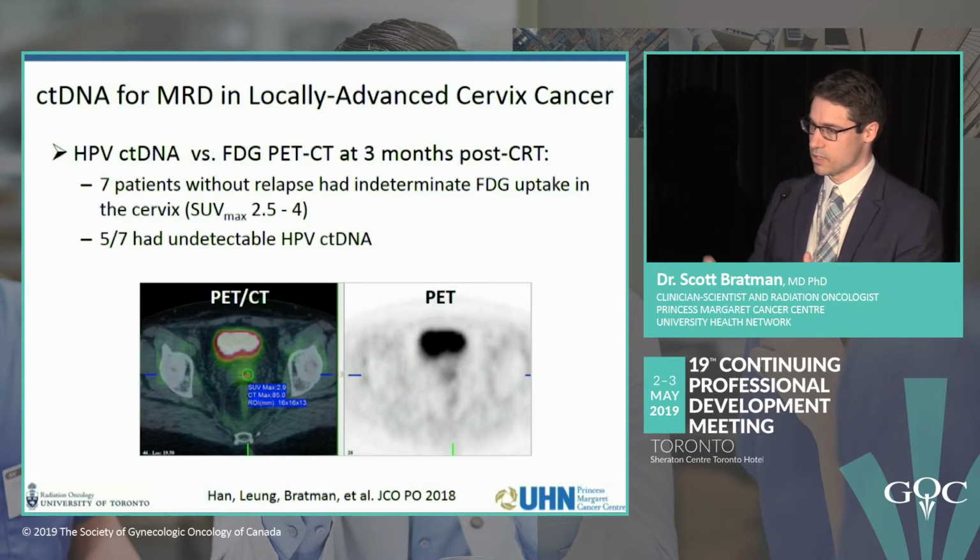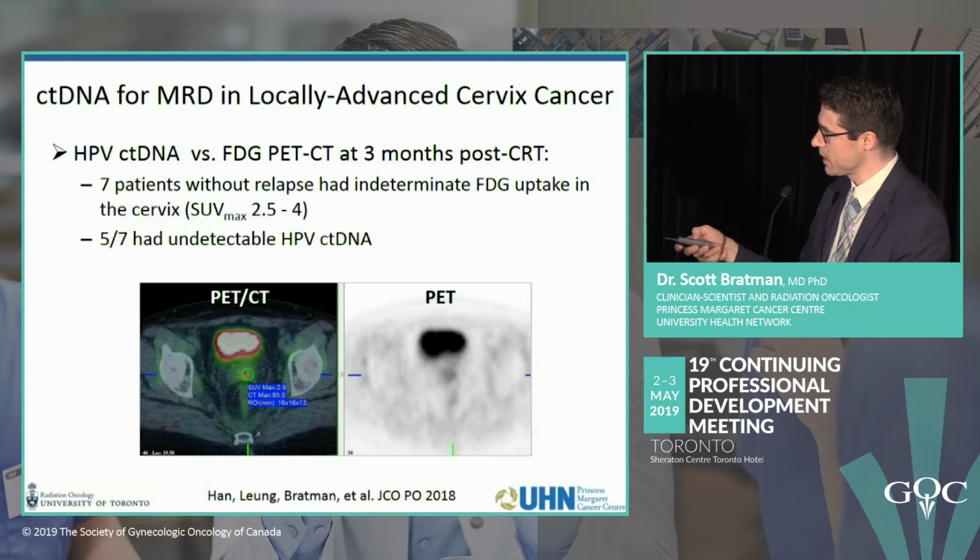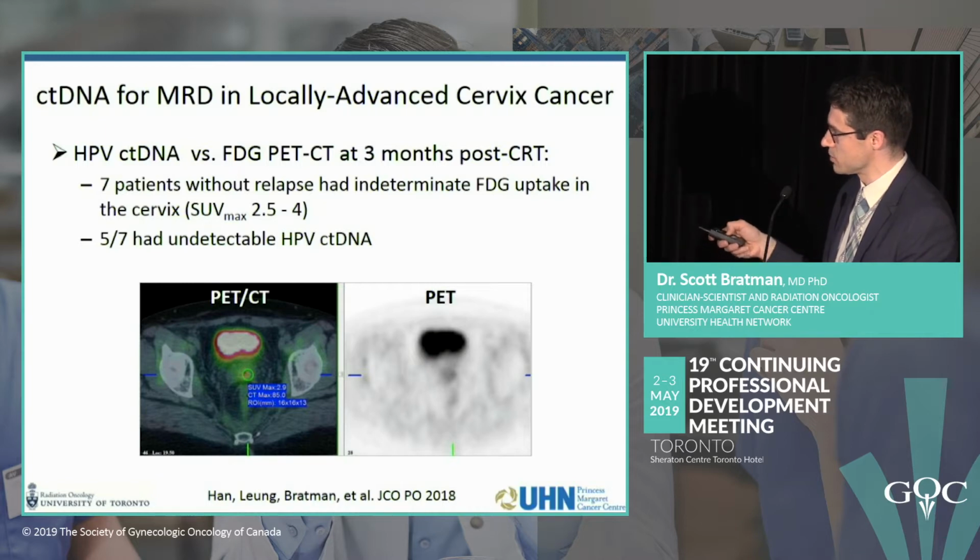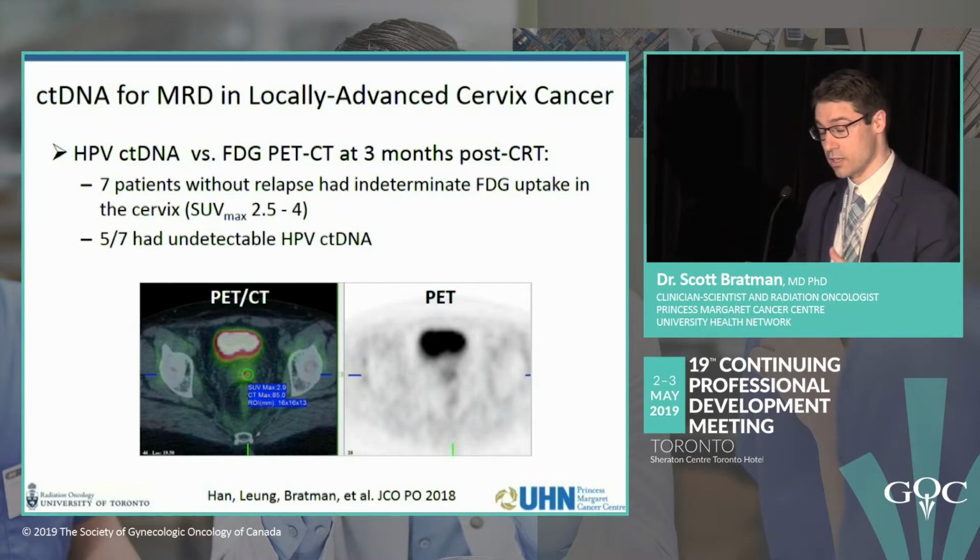However, we did compare with FDG PET at 3 months and found improved specificity. There were a number of cases, 7 cases, that had indeterminate FDG uptake, and 5 of those 7 had undetectable HPV DNA. These patients, again, continue to be followed, but so far the early indication is that HPV circulating tumor DNA could be a way to improve the specificity of PET.